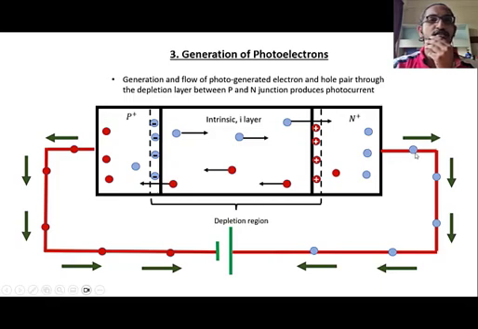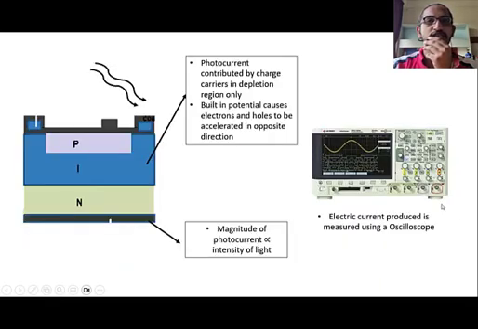The photocurrent generated can then be measured using an external circuit such as an oscilloscope, which displays the electrical signal generated by the photons. Therefore, the generation of electrical current in a PIN photodiode is contributed by the charge carriers in the depletion layer alone, due to the built-in potential barrier which causes the charge carriers to be accelerated in opposite directions. Thus, as the intensity of illuminating light on the depletion region increases, the number of charge carriers also increases, causing the magnitude of photocurrent to further increase.